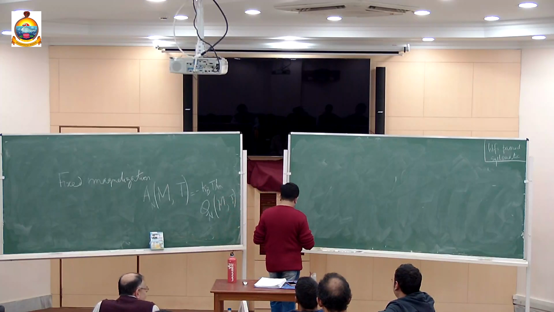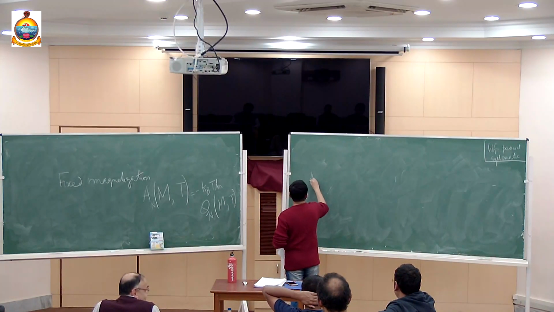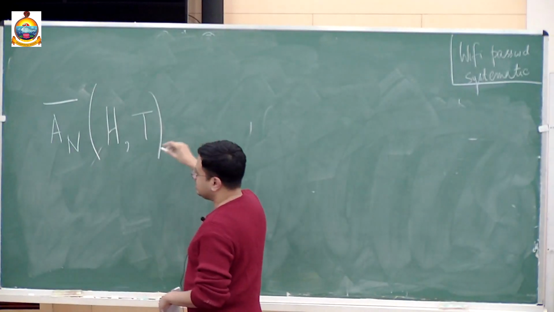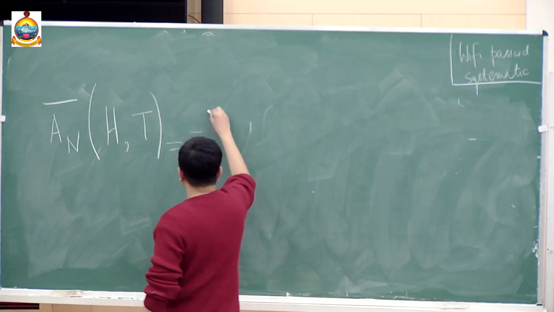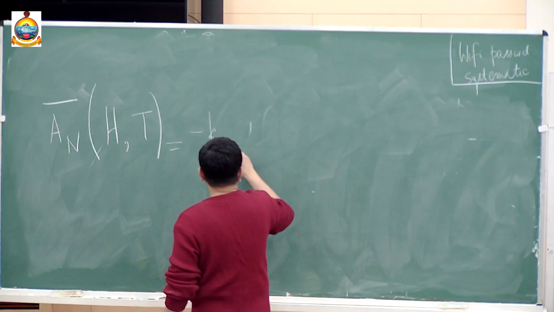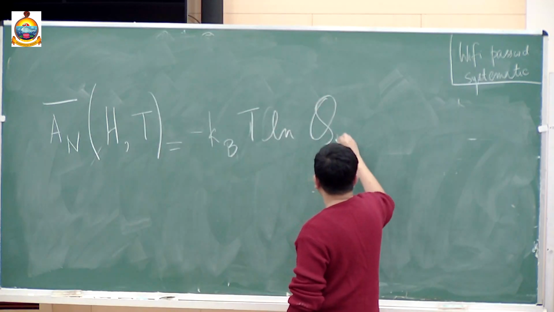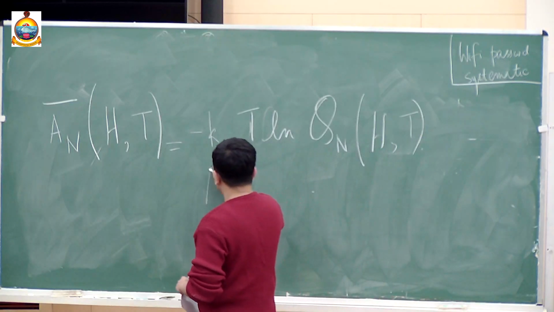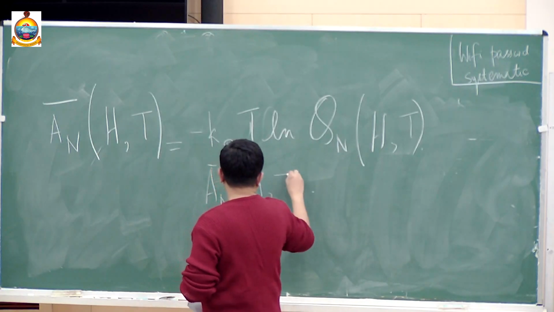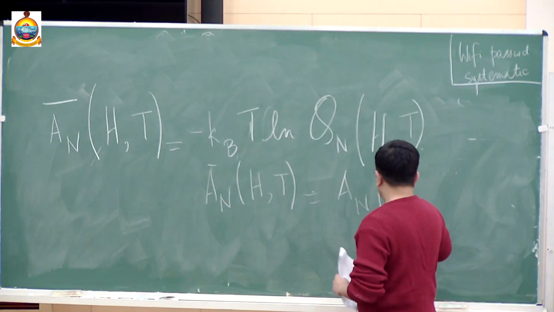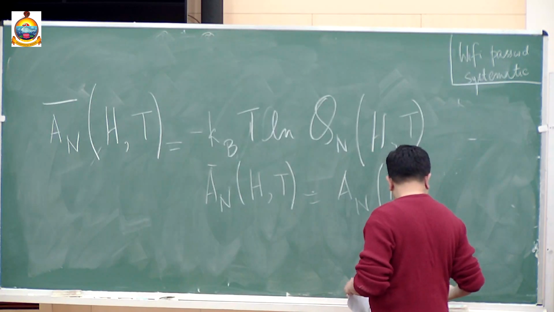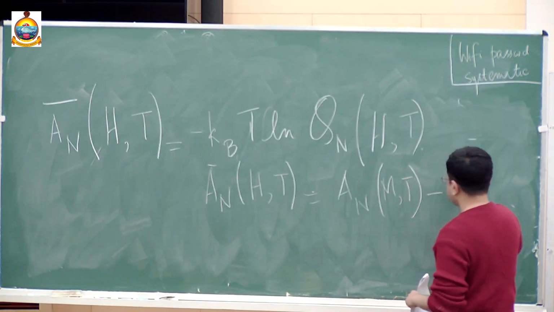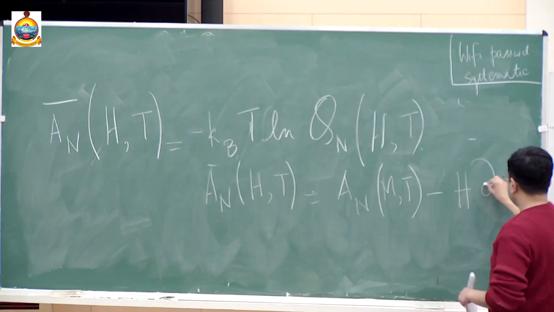So, let me call it A n, and in my notation this is A n bar. Bar just means that this is the ensemble that I got by considering h to be the independent variable. So, here it will be q n of h t, and the two will be related by a Legendre transformation. So, A n bar of h, t will be given by A n of m, t, and the rule is that if I want to get rid of this, I want to bring in h. So, I do this.